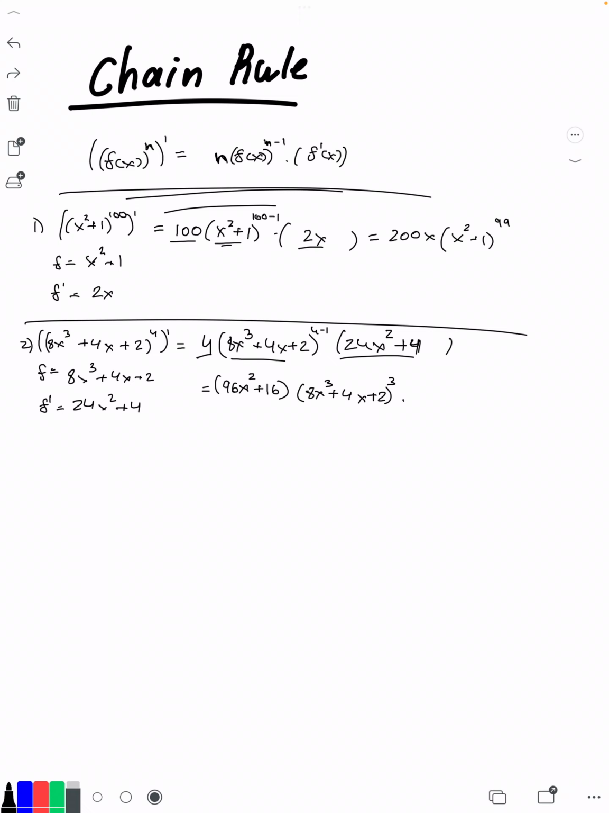Now, sometimes we will need to use the chain rule and the product rule together. And sometimes we need to use the chain rule and the quotient rule together. So, let's look at an example. So we're going to have 2x minus 1 divided by 2 minus x, and all of that is to the power of 500.